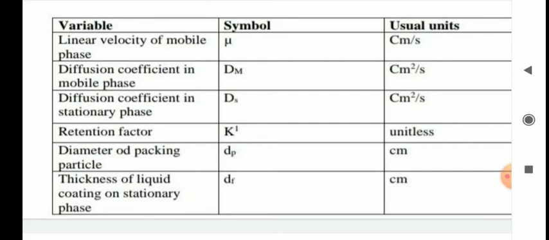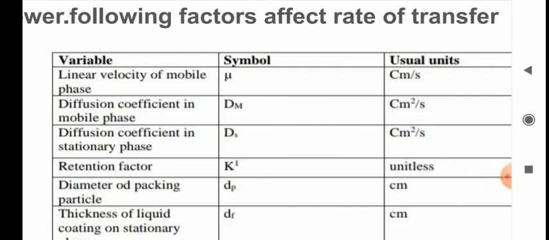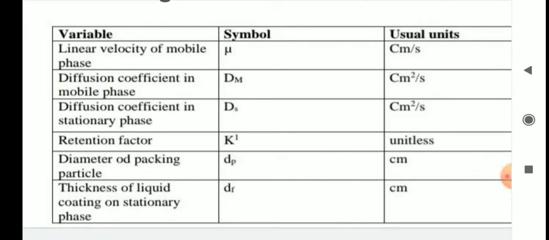The stationary phase, you are having a layer of the stationary phase on a stationary support. So that stationary phase has some thickness. That is your Df, thickness of the film, Df. This also has to be smaller. If it is smaller, then your rate of transfer from the mobile to the stationary and the stationary to the mobile is higher.